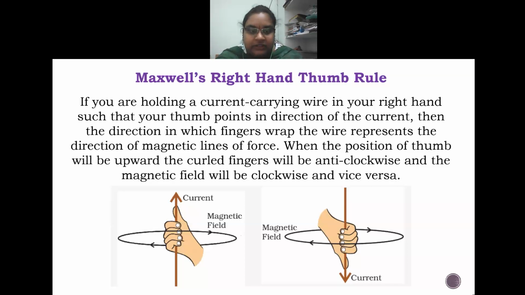Anti-clockwise. That's all. This sentence is a little wrong. So if the curled fingers are in this, what do you say? And are in the anti-clockwise direction, so the magnetic field will also be in the anti-clockwise direction. Similarly, when you are holding in the opposite direction, that is, if the current in the conductor is in the opposite direction, then the curl will be like this, and then the magnetic field will also be in clockwise direction. So this is the Maxwell's right hand thumb rule.